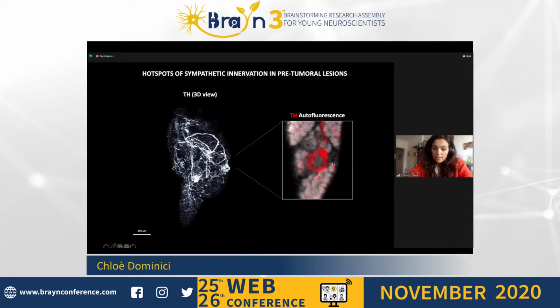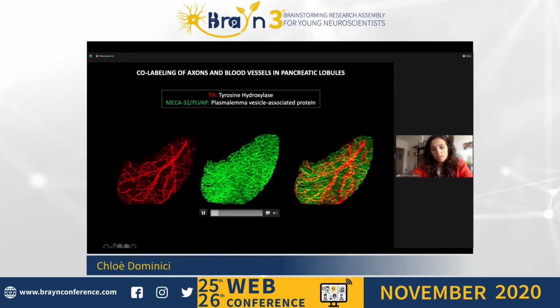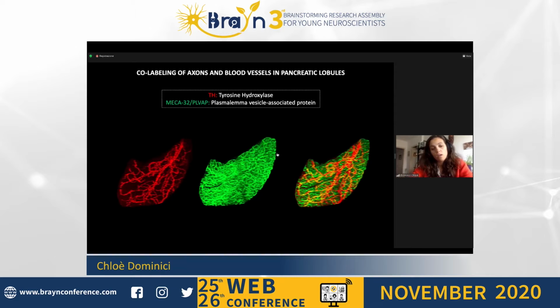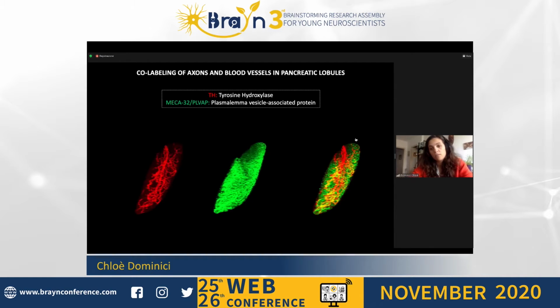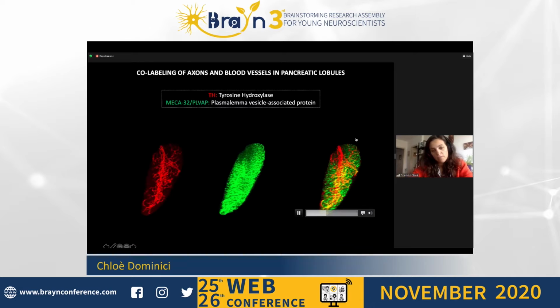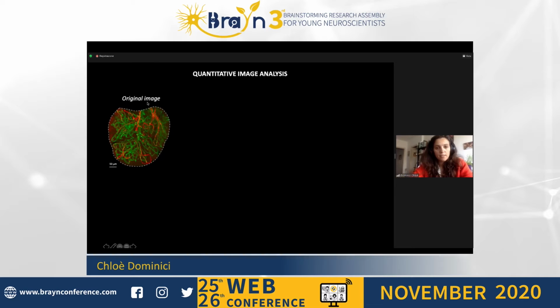So we next wanted to look at these innervations at the different stages of the tumor. So we combined the TH staining with the MECA32 staining, which labels blood vessels, because we know that blood vessels and axons interact with each other, and we wanted to look at the behavior of this interaction during tumor development. So here is the original image, and we quantify and analyze our images with Imaris software.